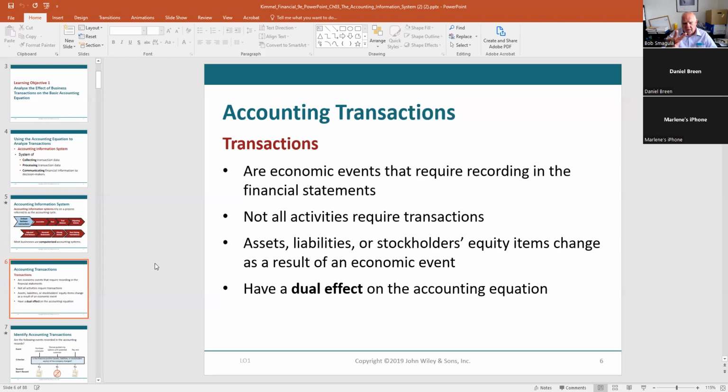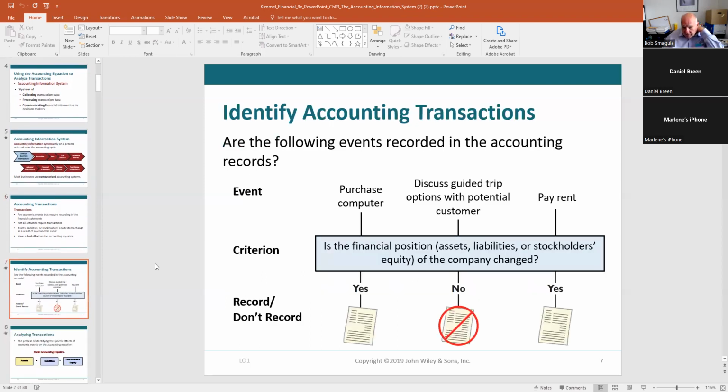And it has a dual effect too. You must have two accounts involved minimum in every transaction. That's why they call it double entry accounting. So what events do we record? You purchased a computer, and over on the right you paid rent. Those are clearly transactions. You have to record the purchase of the computer and naturally record the absence of cash and recording the expense. You had a potential customer come in and you had a long conversation with the guy, but nothing was decided, there's no transaction there.